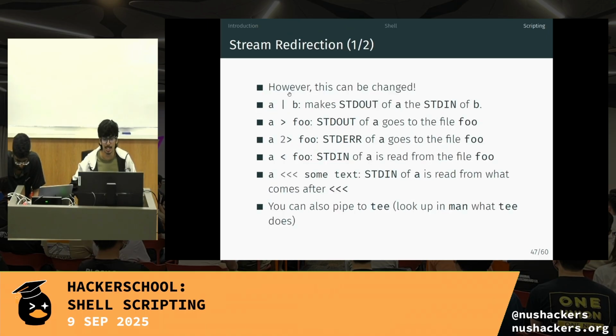There are a lot of different ways that we can do stream redirection. As mentioned, A pipe B makes the standard output of A the standard in of B, so it takes the output of A and passes it as the input to B. There's also the right arrow operator, the greater than symbol, which means that the standard output of A goes into the file foo. So anything that A outputs will be stored in the file foo.